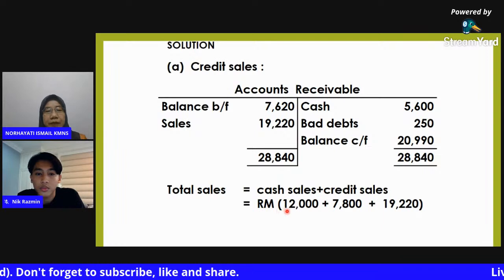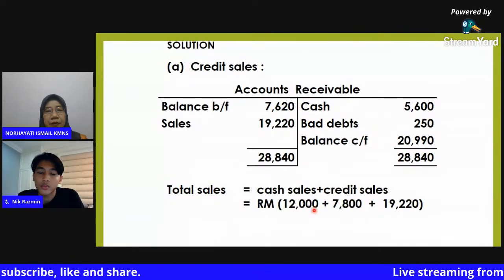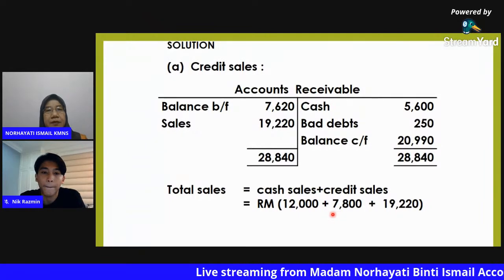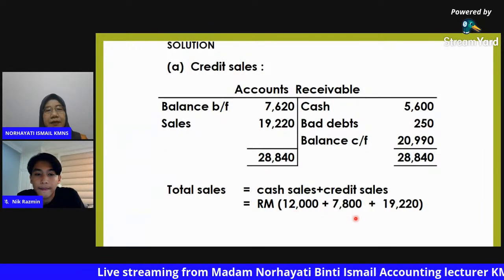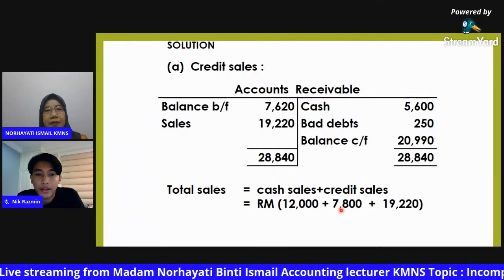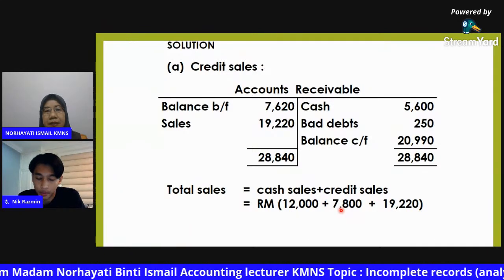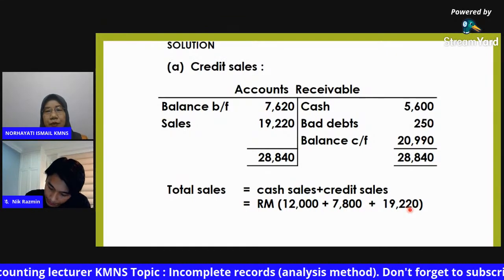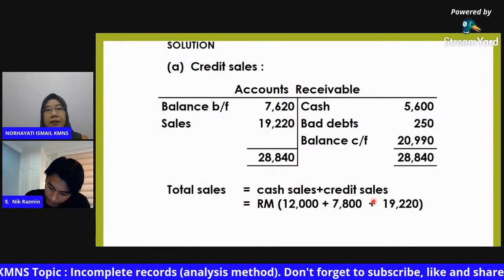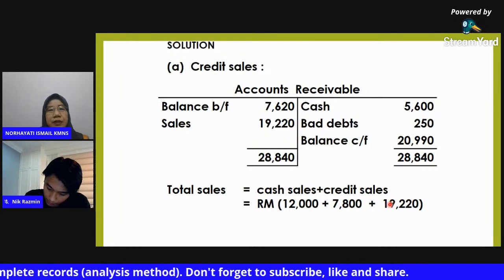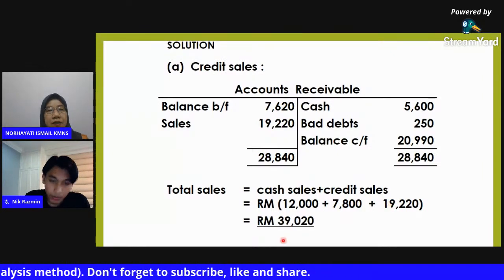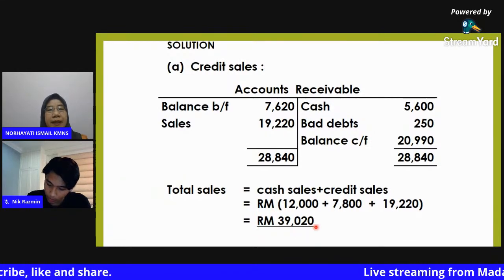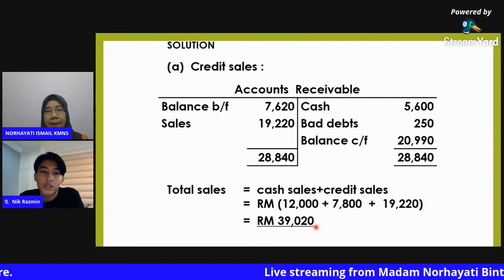So RM 12,000 is cash sales, and this one for bank where we receive cash. So 12,000 plus 7,800 plus 19,220. This one is credit sales. So you get a total of 39,020. This one we have to record in the statement of income.